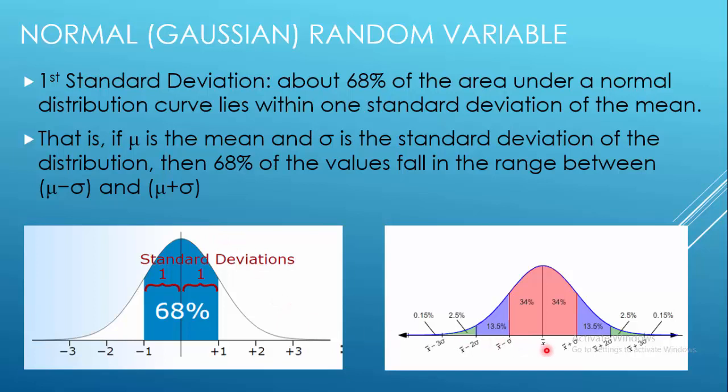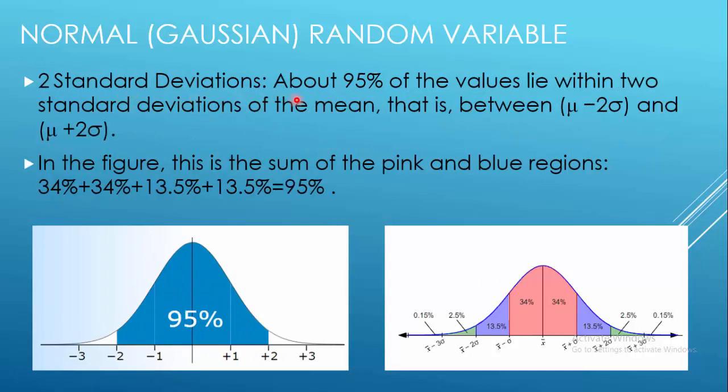So here you can see that 34% of values will fall in this region, from x to x plus sigma, and 34% will fall from the mean value of x to x minus sigma. This x bar is actually mu. So mu minus sigma and mu. So altogether, from here to here, it is 68%.